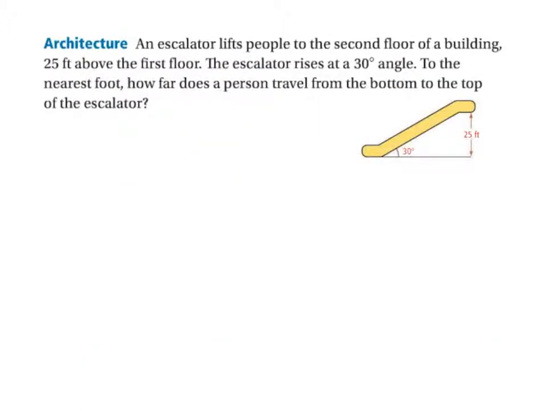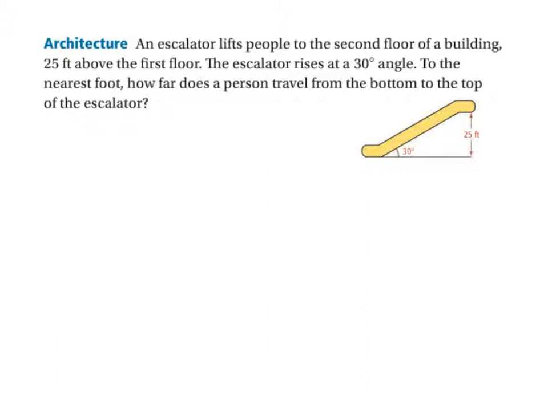All right, let's try this one. It says an escalator lifts people to the second floor of a building, and that second floor is 25 feet above the first floor. Got it. The escalator rises at a 30-degree angle. To the nearest foot, how far does a person travel from the bottom to the top of the escalator?